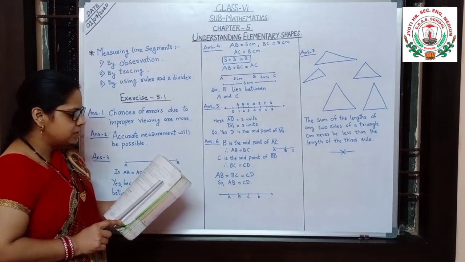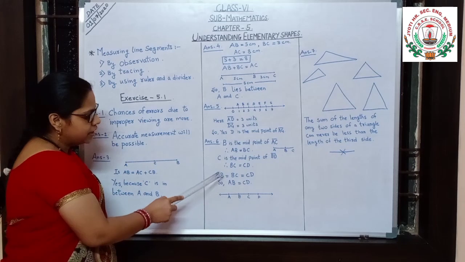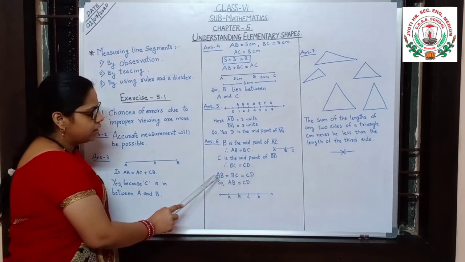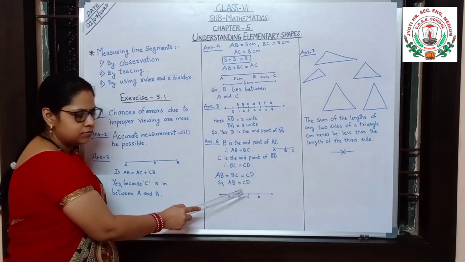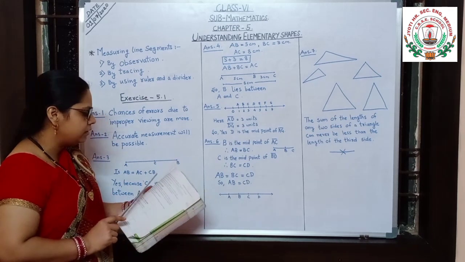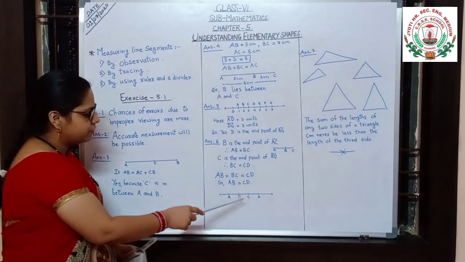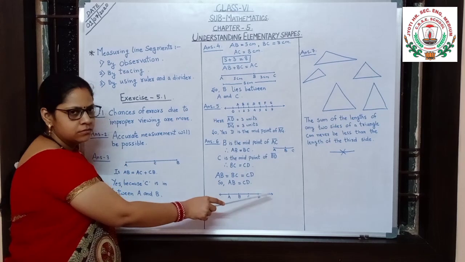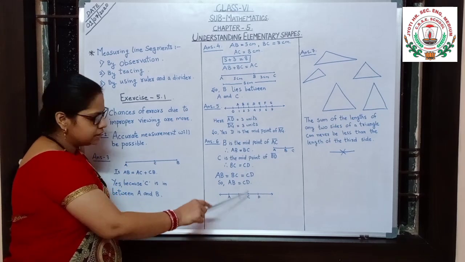Say why AB is equal to CD. Because AB is equal to BC and BC is equal to CD. Therefore, AB is also equal to CD. And the question asks to draw the straight line and to mark all these alphabets on the line. This line we have drawn and marked these alphabets, the segments.